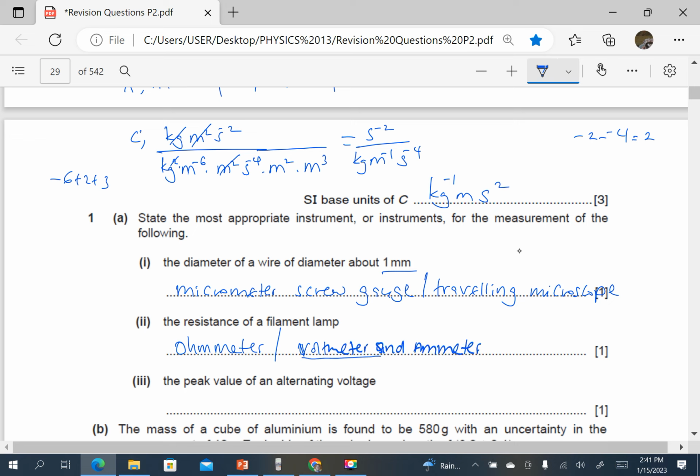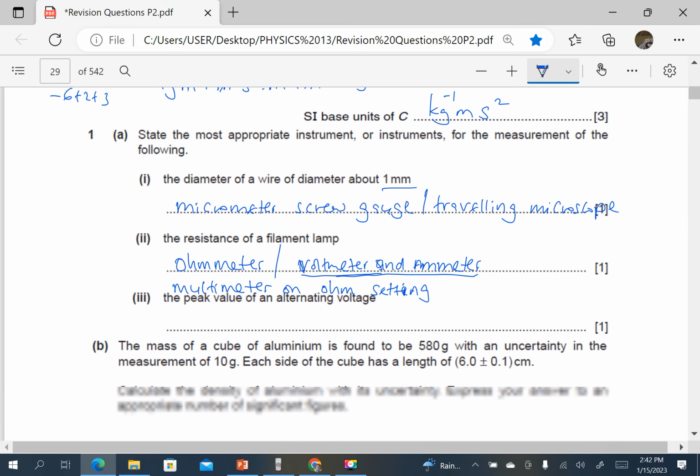These two must work together. One reads the voltage, the PD, one reads the current to find the resistance. Alternatively, you can use a multimeter on an ohm setting. A multimeter set to ohms. You get your multimeter and set to ohms to be able to find the resistance.